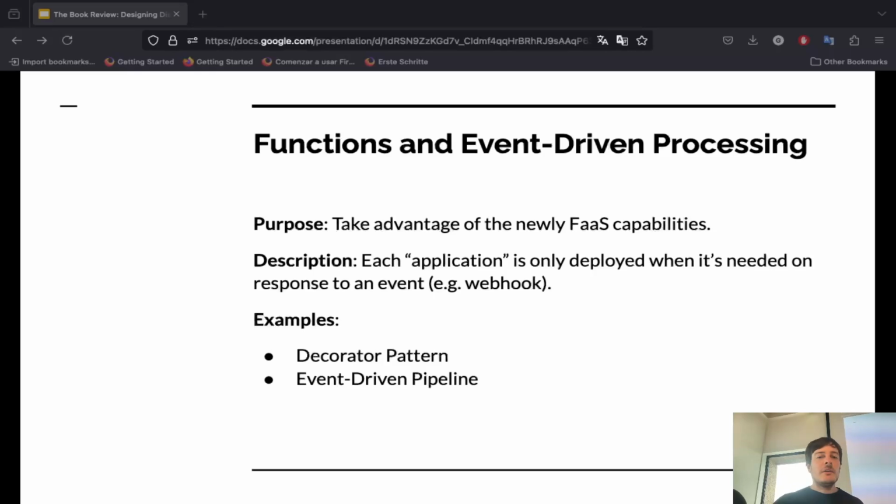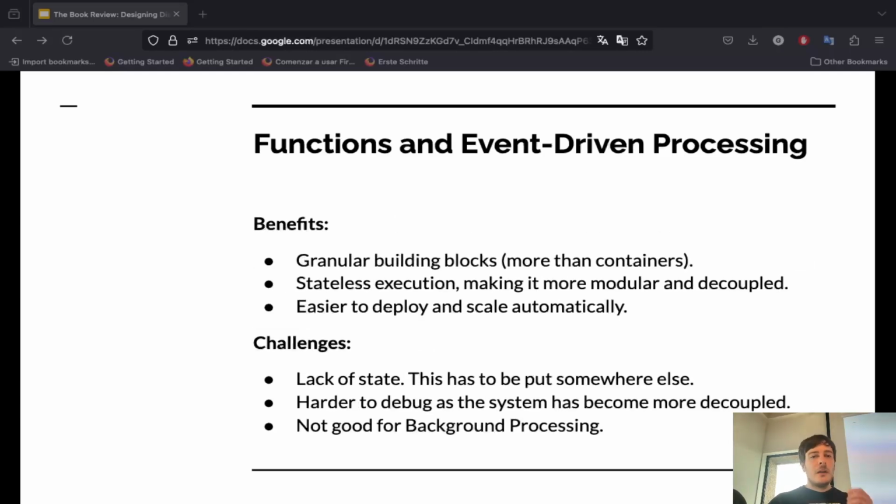There are 2 patterns that this book mentions. One of them is the decorator, and the other one is event-driven pipelines with functions. The benefit from this is that we can have more granular building blocks, right? A container is already more granular than, or a microservice is more granular than a monolith. A function could be even more granular, could be doing only one thing. So that's also something that it mentions as good: it's quite focused, does one thing and only one thing.